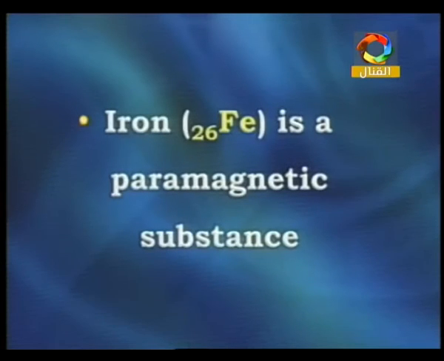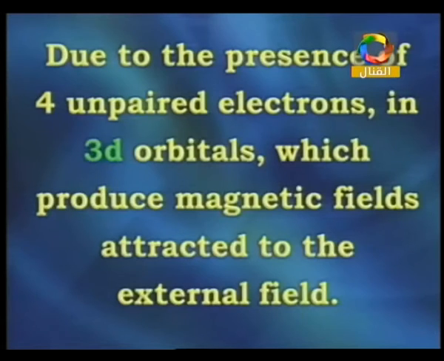Next point: iron is paramagnetic substance due to the presence of 4 unpaired electrons in 3d orbitals which produce magnetic field attracted to the external magnetic field.